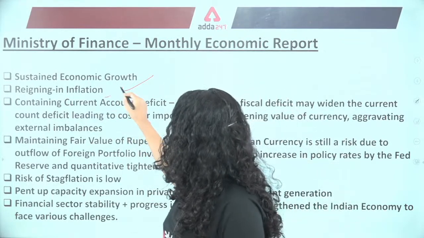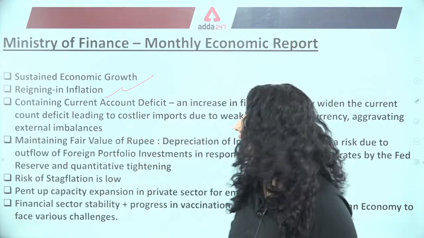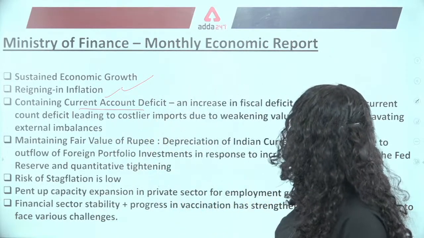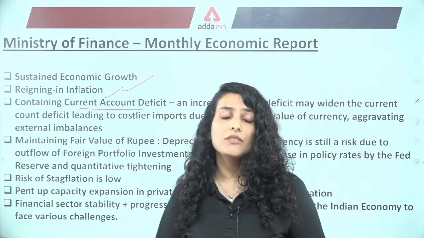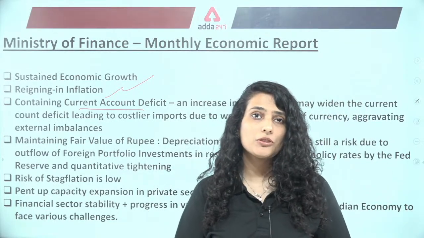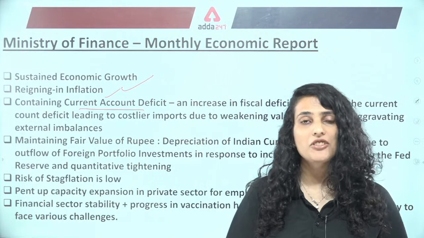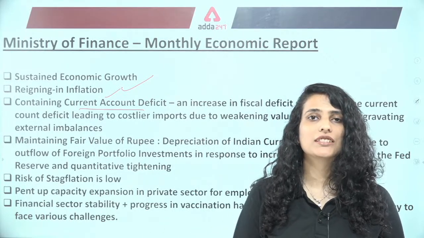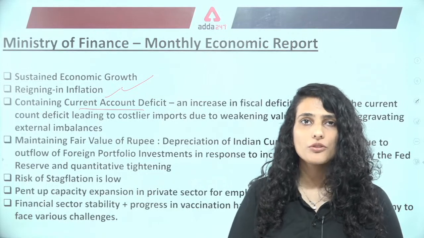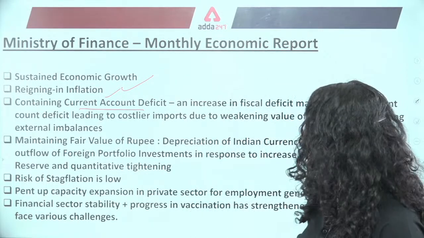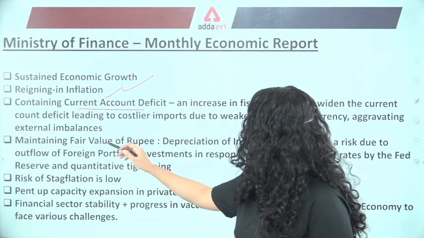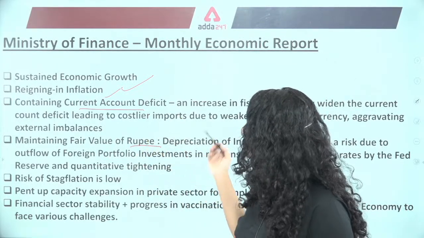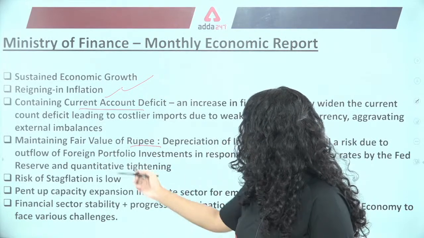Rising inflation, of course, we've discussed at length about it. Current account deficit ko contain karna, because imports are obviously now costlier. Imports are costlier than the exports because of the depreciation of Indian rupee, and some of the key imports for the Indian economy include crude oil and petroleum products. Okay. Maintaining fair value of rupee, of course, is directly related to maintaining current account deficit.